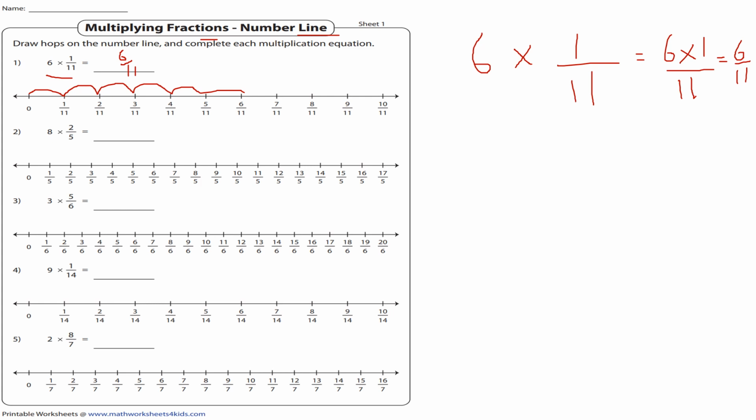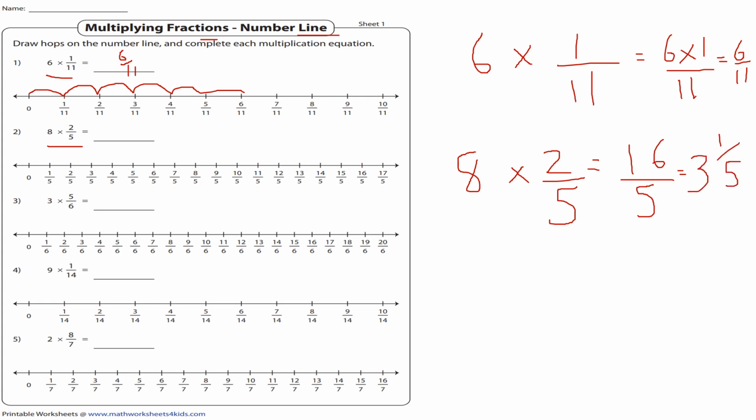This next one, 8 times 2/5. Well, again, I multiply the whole number by the numerator, the top part of the fraction, and keep the denominator fixed. 8 times 2 is 16, so the answer will be 16/5. Now that's what I call a top heavy fraction or an improper fraction, so I can write it as a mixed number. 5 into 16 goes 3 times with 1 left over, so the 1 is written as a fraction, the 1/5.